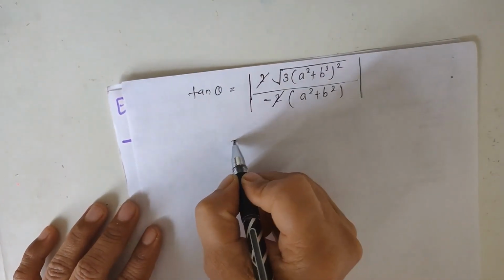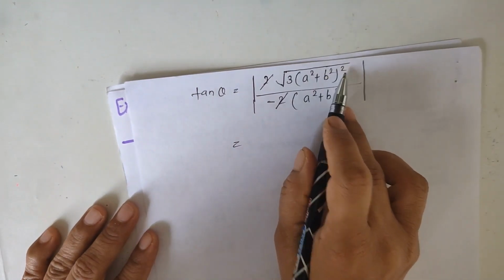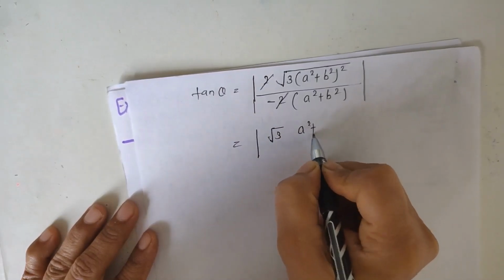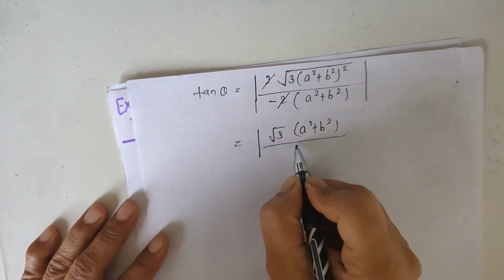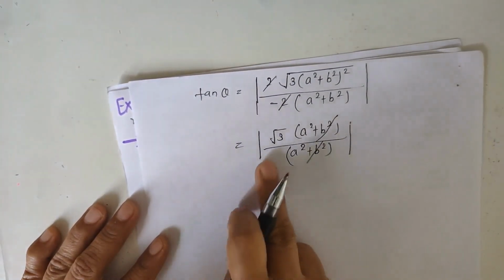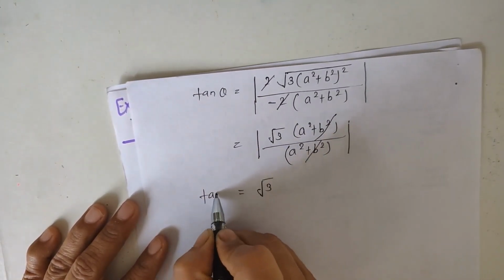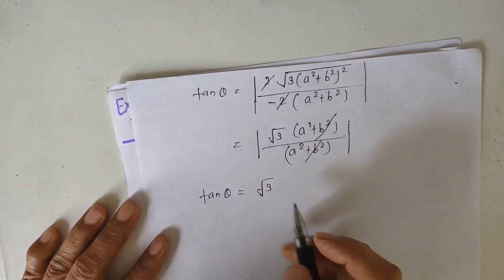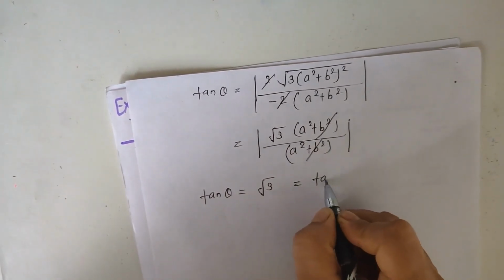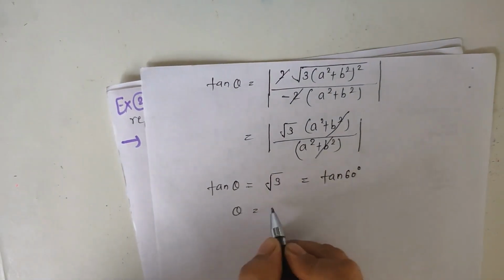2 will be cancelled, and the square root of A square plus B square bracket square is A square plus B square, and the denominator term is A square plus B square. These two terms will be cancelled, and the square root of 3 is root 3. So tan theta is equal to root 3, and this is the standard value of the standard angle tan 60 degree. So here theta is equal to 60 degree.